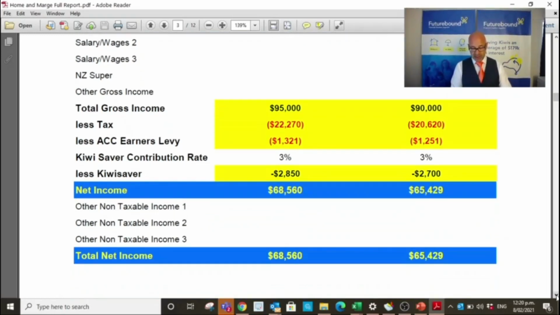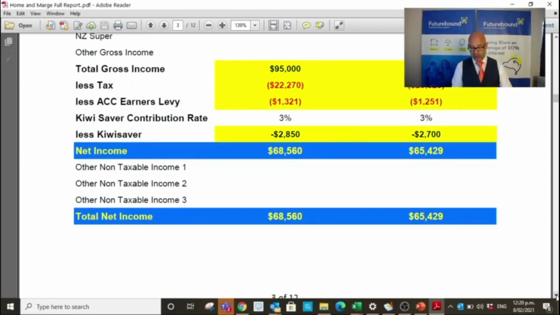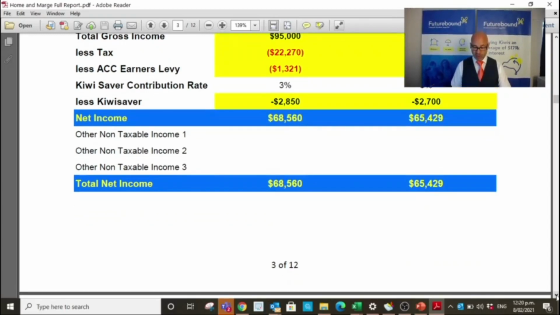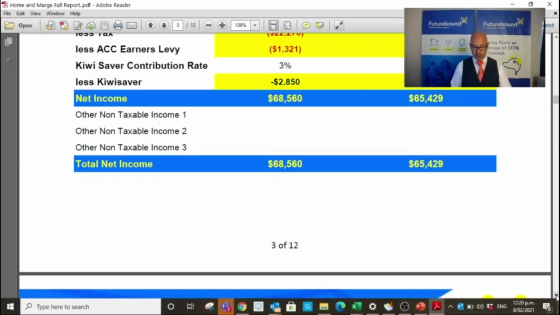And then here in the yellow portions, you'll see that it's broken down. Tax is taken off, ACC is taken off, KiwiSaver contribution is taken off. When you fill out your data collection form, you'll be entering in your own KiwiSaver contribution rate. If it's 4%, then put 4%. If it's 5% or 6%, 8%, 10%, then you add that in. But here I'm working with minimums of 3% KiwiSaver contribution, which will probably be the most common. And so that's the negative 2850 for Homer. That's his KiwiSaver coming off.